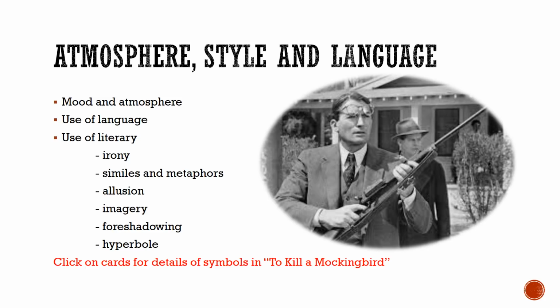atmosphere, style, and language. Let's go into the mood and the atmosphere. As you read the novel, you will see that there is a general mood at the onset. There is one of mystery. There is one of interest. There is one of suspense, tension, and there is one of gloom. Throughout the novel, those come about. Not at the onset. There is mystery, interest. In the middle of the novel, there comes suspense, tension, and at the end of the novel, there comes gloom. So what we find is that the atmosphere and the mood shifts according to the events as they unfold.